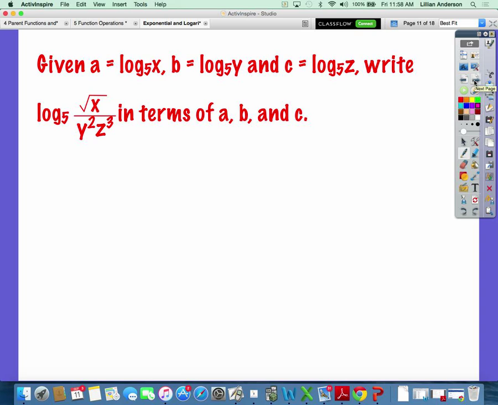Here's another one. Given that A is log base 5 of x, B is log base 5 of y, C is log base 5 of z, we have to write this thing in terms of A, B, and C. What's something I can do here to expand this? Well, I technically got 3 exponents here. I took it and broke it up by the rules, so like log 5, and then did the x first.